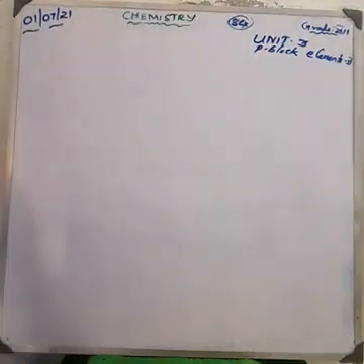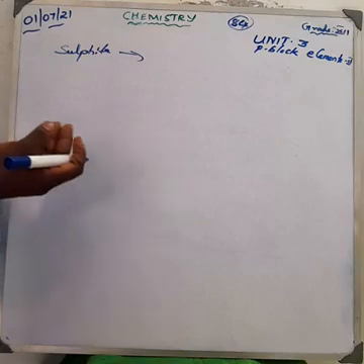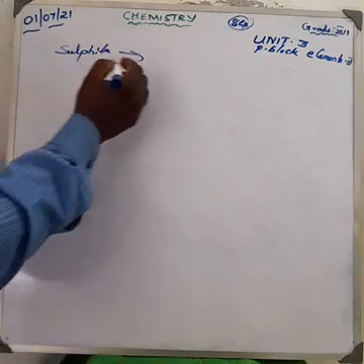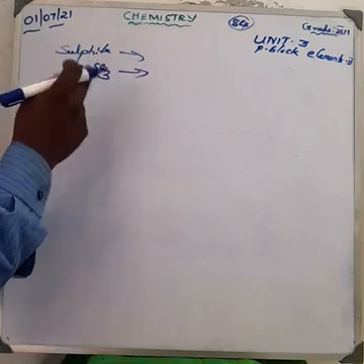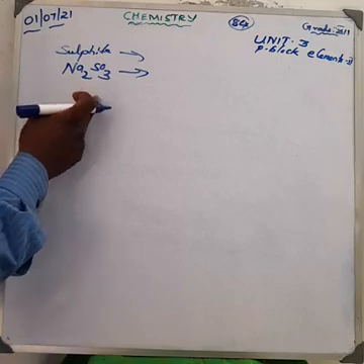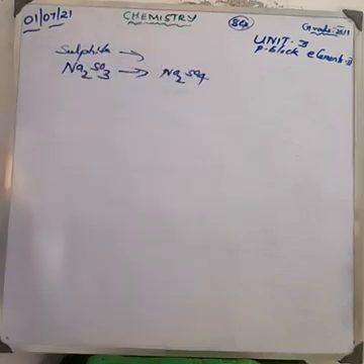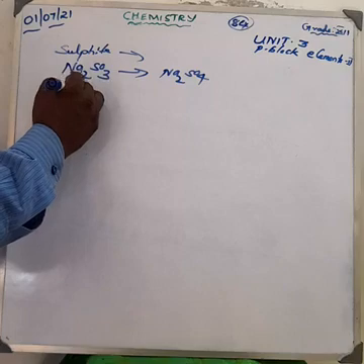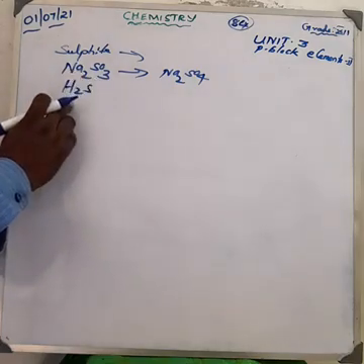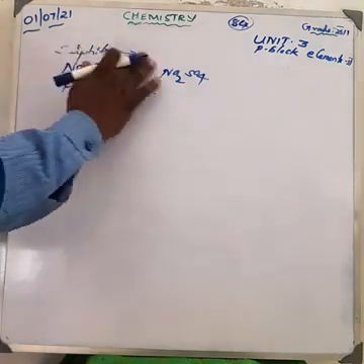Next one, a sulfite salt. I am taking sodium sulfite. What is its formula? Na2SO3, sodium sulfite, is converted into sodium sulfate. What is the formula? Na2SO4. Next, one more. Hydrogen sulfide formula. What is the formula? H2S, hydrogen sulfide, is converted into sulfur. This is one of the reactions.